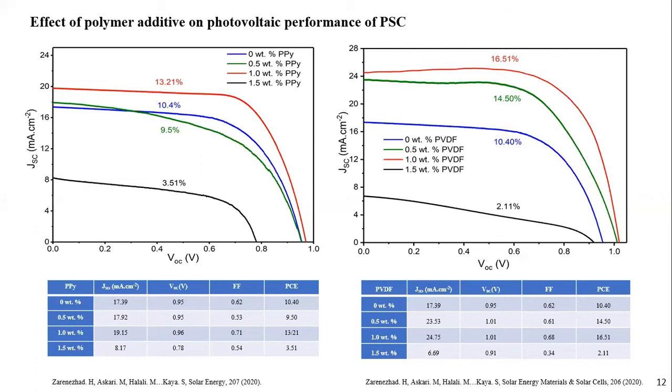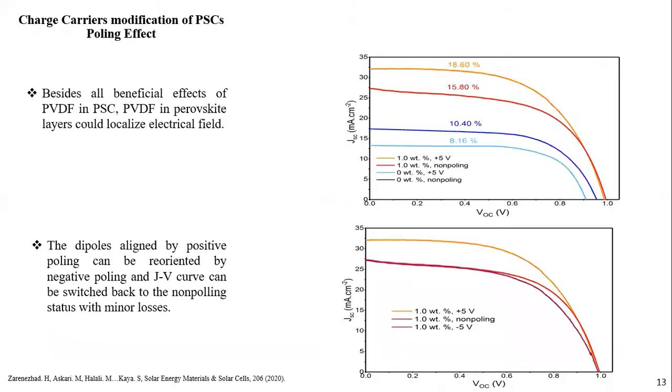Based on all characterization results, it can be inferred that the enhancement of efficiency arises from a more compact perovskite layer with higher light absorbance, efficient charge carrier extraction, and lower charge carrier recombination. Besides all the beneficial effects of PVDF in perovskite solar cells, PVDF in perovskite layers could localize an electrical field, which can be induced due to its ferroelectric properties, leading to more efficient charge transfer and extraction.